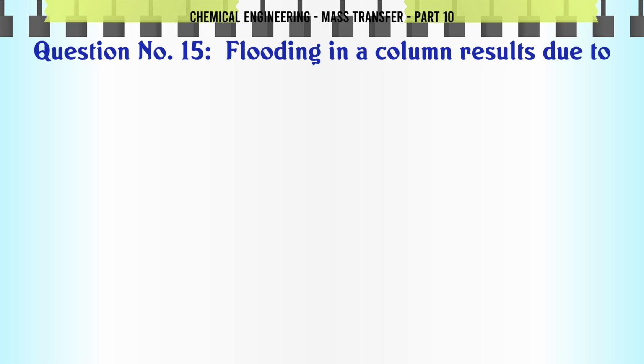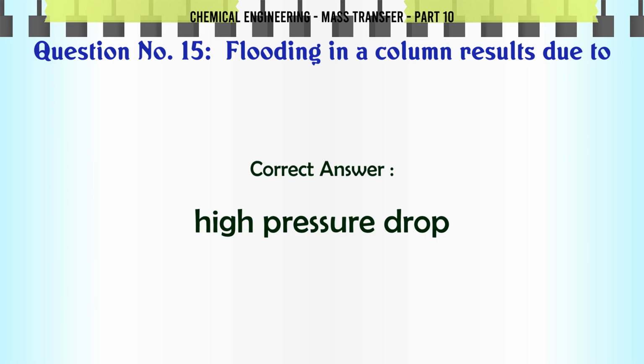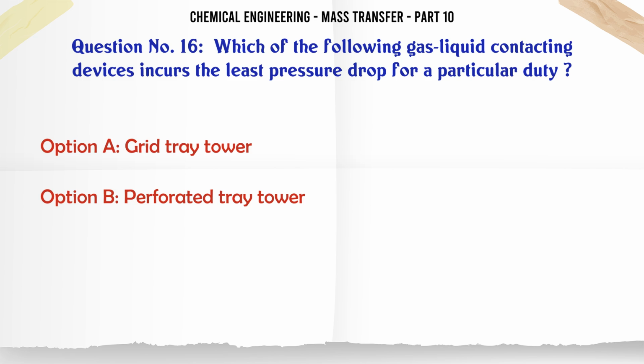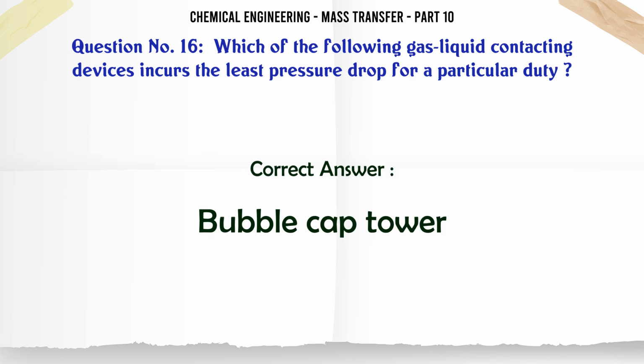Flooding in a column results due to A. high pressure drop, B. low pressure drop, C. low velocity of the liquid, D. high temperature. The correct answer is high pressure drop. Which of the following gas-liquid contacting devices incurs the least pressure drop for a particular duty? A. Grid tray tower. B. Perforated tray tower. C. Wetted wall tower. D. Bubble cap tower. The correct answer is bubble cap tower.